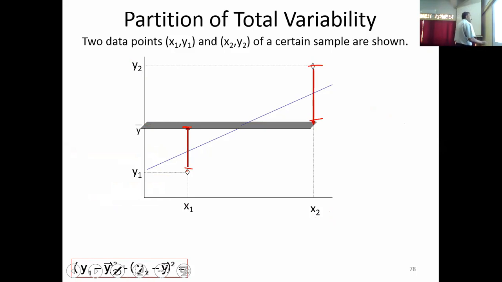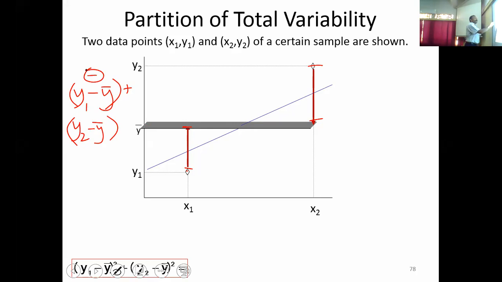It is obvious. It is actually y1 minus y bar. Here we have two observations, plus y2 minus y bar, which is positive, which is negative. y1 minus y bar is a negative value, isn't it? y2 minus y bar is a positive value. So if you have positive and negative, they have a chance to cancel out.